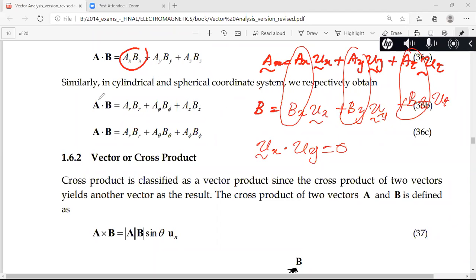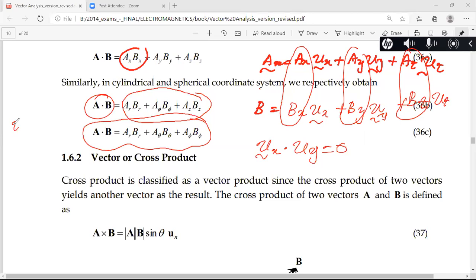And similarly, you can apply this dot product for cylindrical coordinates. If it is a cylindrical coordinate, your result becomes something like this. You can apply this concept for spherical coordinates, then your result becomes something like that.